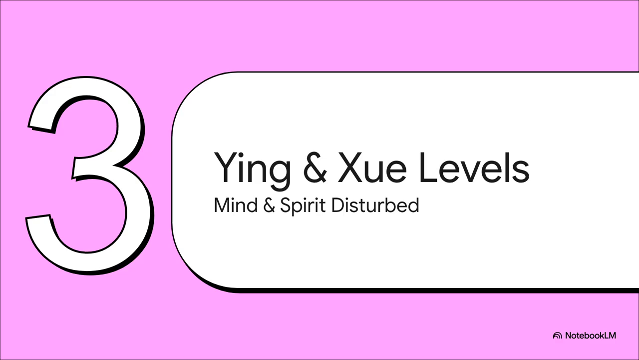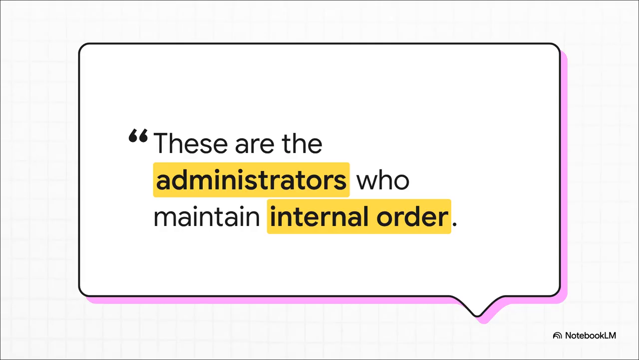It bypasses the soldiers entirely and starts to attack the fortress's command center. This is when the Ying level is breached, and the body's internal order and even the mind itself begins to crumble. This is the Ying level. Remember the administrators in our fortress? They're in charge of law, order, discipline, and making sure resources are distributed properly. They maintain the internal harmony of the entire castle. So when this level gets damaged, the internal order of the body and mind just starts to collapse into chaos.